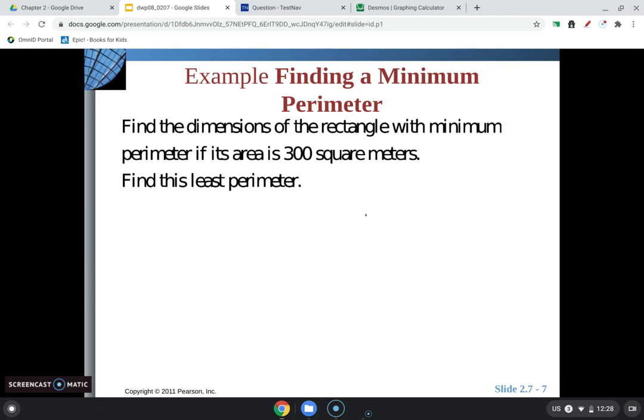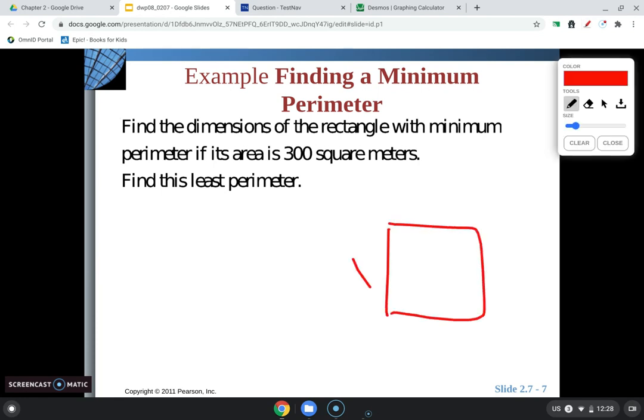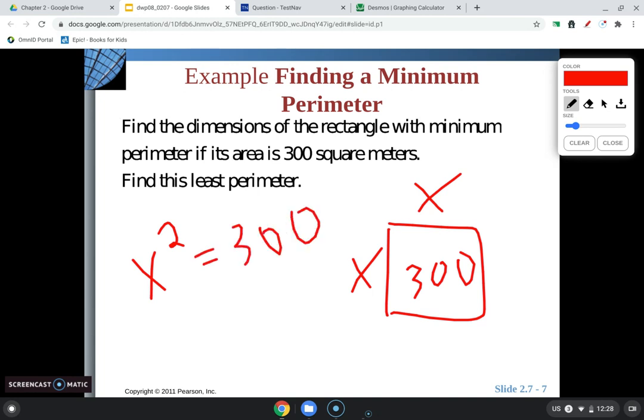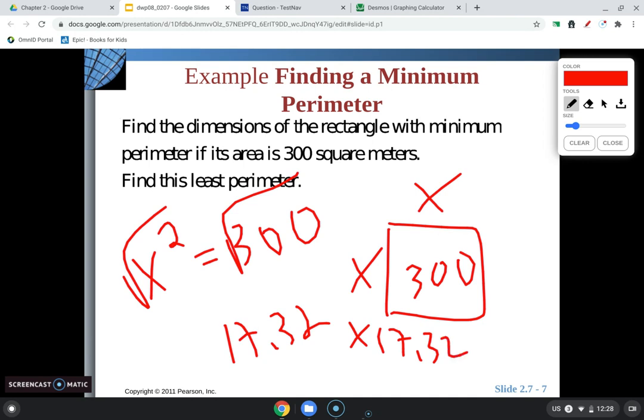All right. Find the dimensions of a rectangle with minimum perimeter if its area is 300 square meters. So remember, area of a square is going to be x times x, and we want that to equal 300. If you want the minimum perimeter, you want to make it a square. So that would be x squared equals 300. So take the square root of 300, second square root 300 on the old calc, 17.32. So we would want to make our dimensions 17.32 by 17.32 meters.